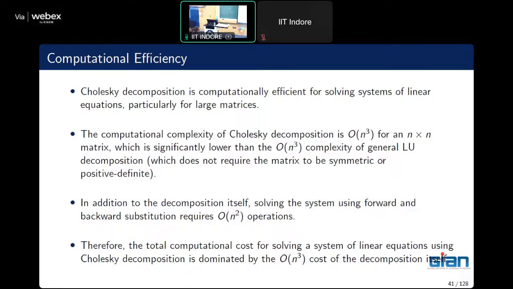How is this Cholesky decomposition computationally efficient for solving systems of linear equations, particularly for large matrices? Because this is a positive definite matrix, sometimes it is well-conditioned, but that is not always true. There are examples of symmetric positive definite matrices which are ill-conditioned. I will tell you later. It's called the Hilbert matrix. It is symmetric and positive definite, but it is ill-conditioned. If it is well-conditioned, in that case Cholesky will give you the correct answers.